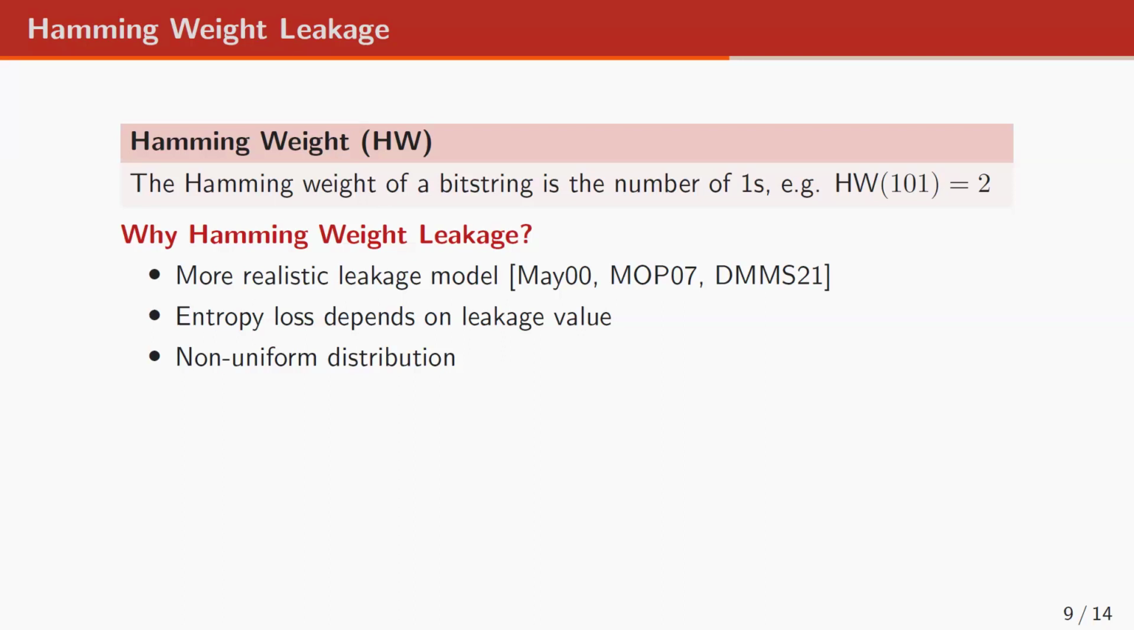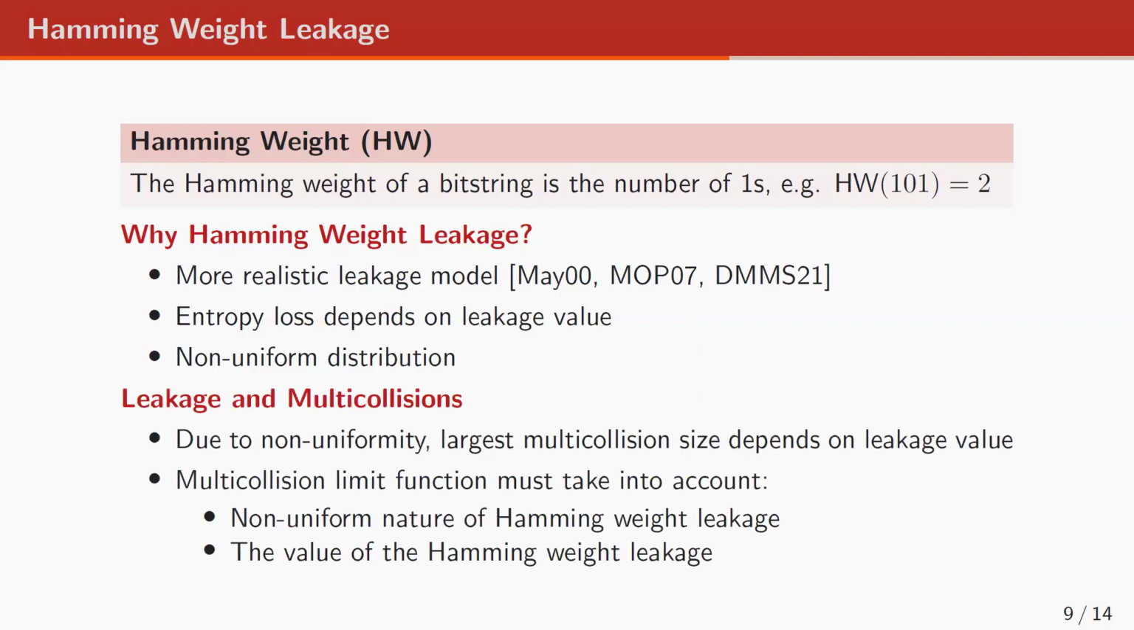And also the Hamming weight leakage function is non-uniformly distributed because there's simply more values with Hamming weight 1 than with Hamming weight 0. So the Hamming weight 1 is more probable to occur. And so because of these last two reasons, it's also harder to analyze jointly the multi-collisions and the leakage together. So now the multi-collision size depends on the leakage value, because for more frequent Hamming weights, the attacker on average can find larger multi-collisions.